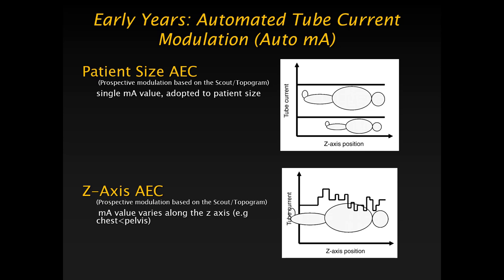And you can see that here in this lower image where we have a high MA value, and then it goes down through the neck and then up through the shoulders and then down through the lungs and up through the abdomen, up through the pelvis, and then back down through the legs. Okay, so this is a really important thing to keep in mind. Z-axis modulation will adapt to the object density changes, and the system will be able to identify if your patient's larger or smaller than average.